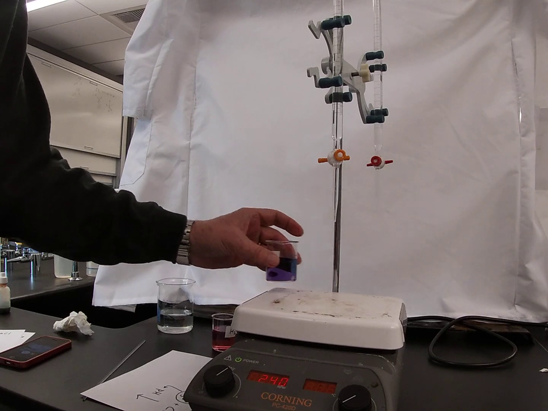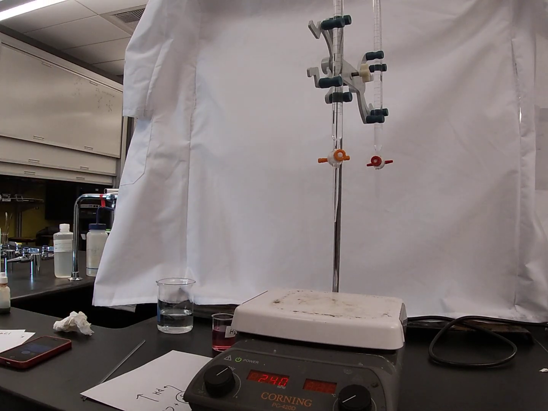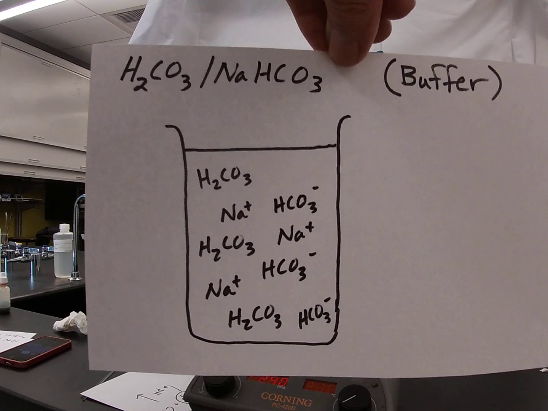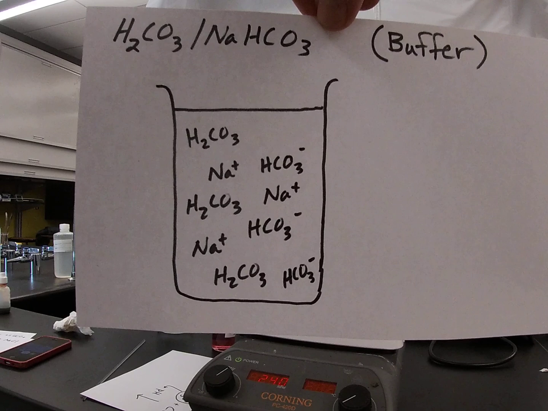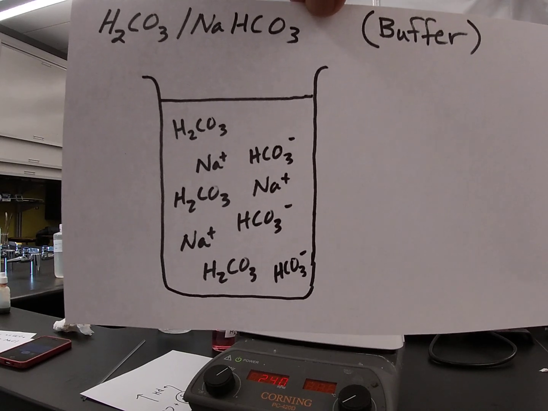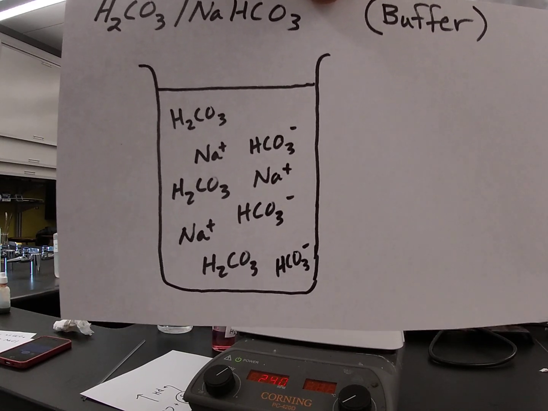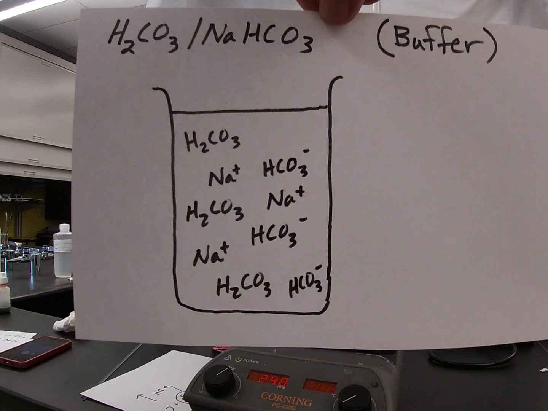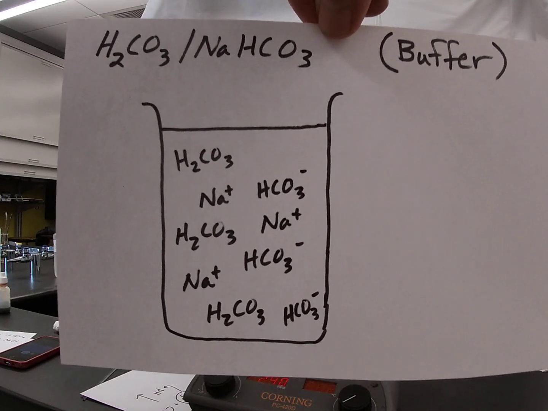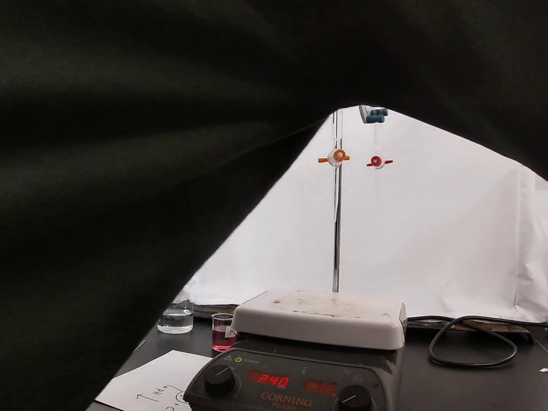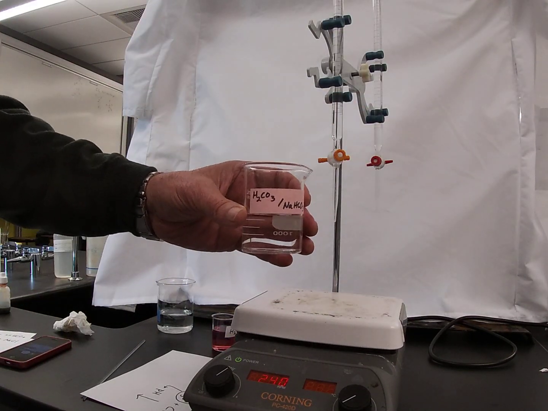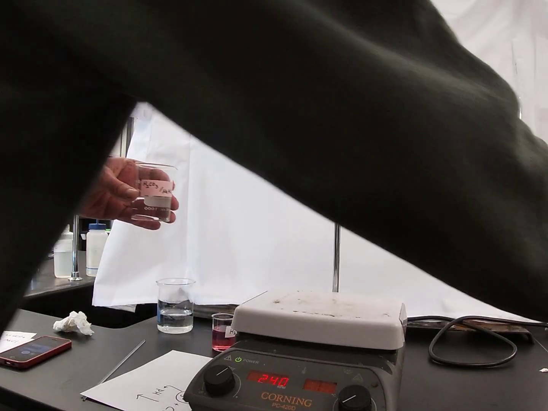A very different situation exists when we have a buffer, and the buffer that we're going to use today consists of a solution of both carbonic acid and sodium hydrogen carbonate. If you look at the little drawing I've done there, it's meant to show you that the beaker consists of whole molecules of carbonic acid and the sodium hydrogen carbonate ions all mixed together. I've made this up ahead of time. This is what it looks like in the beaker, a transparent colorless solution.